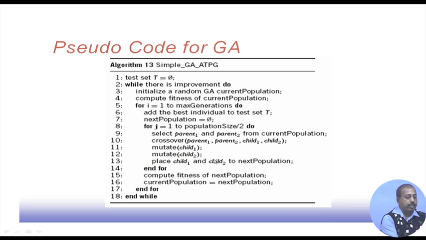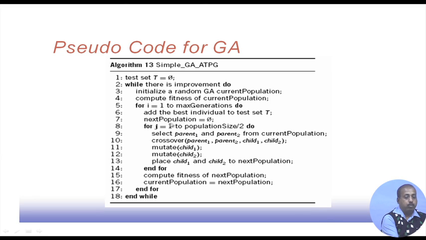So, the next population gets this. This process goes on. For every iteration of this J loop, we are generating two such child individuals. After this J iteration is over, we have created a population equal to the population size.